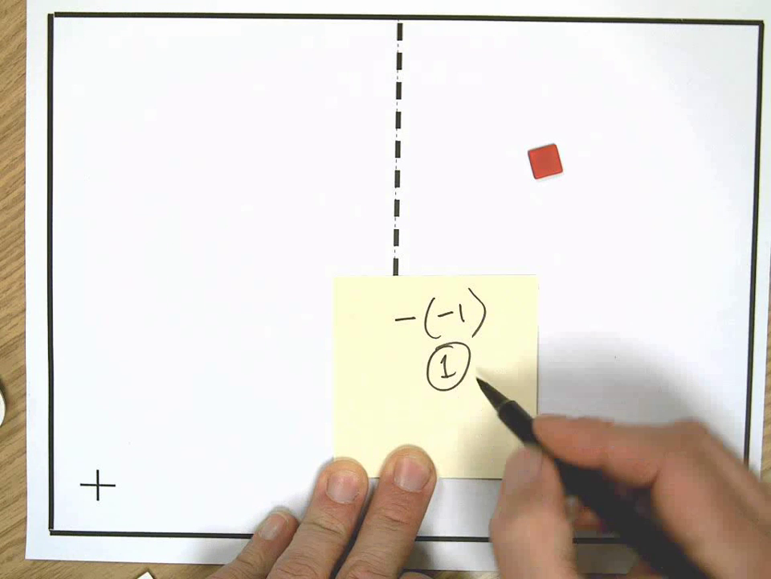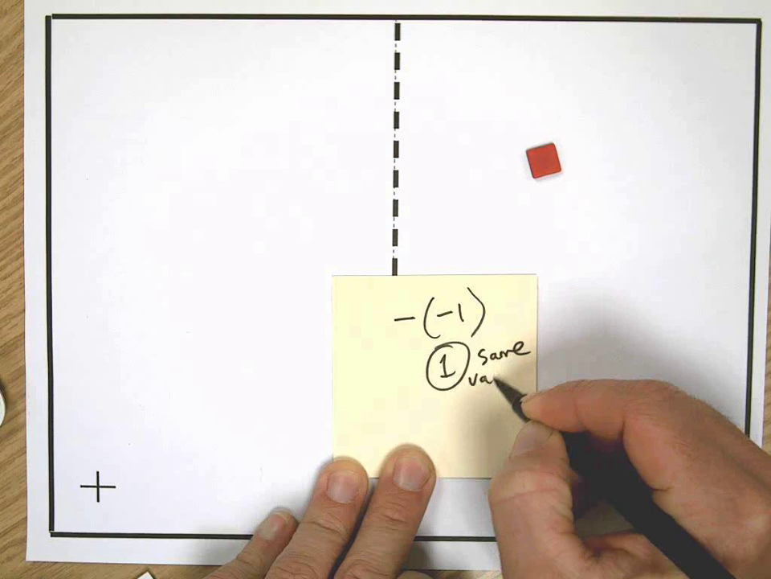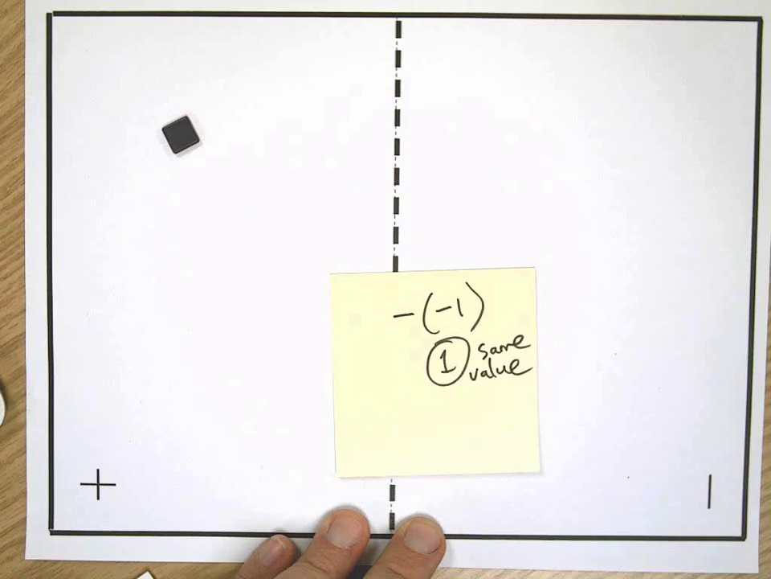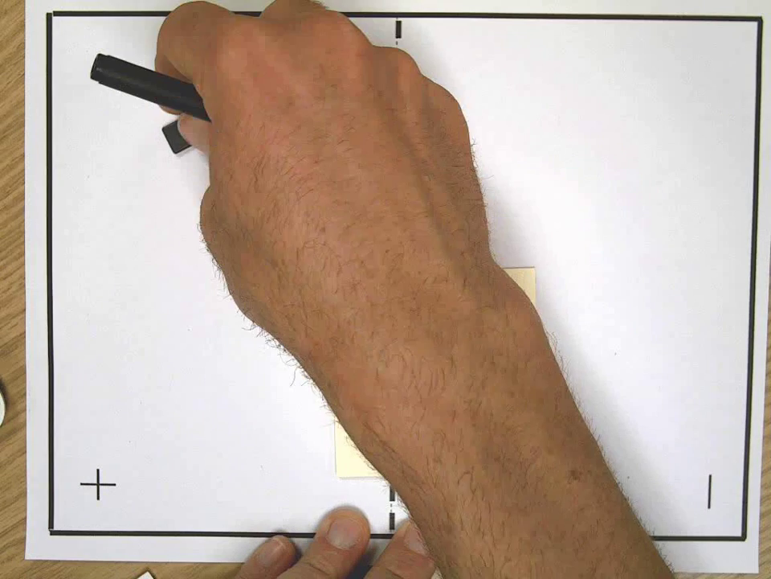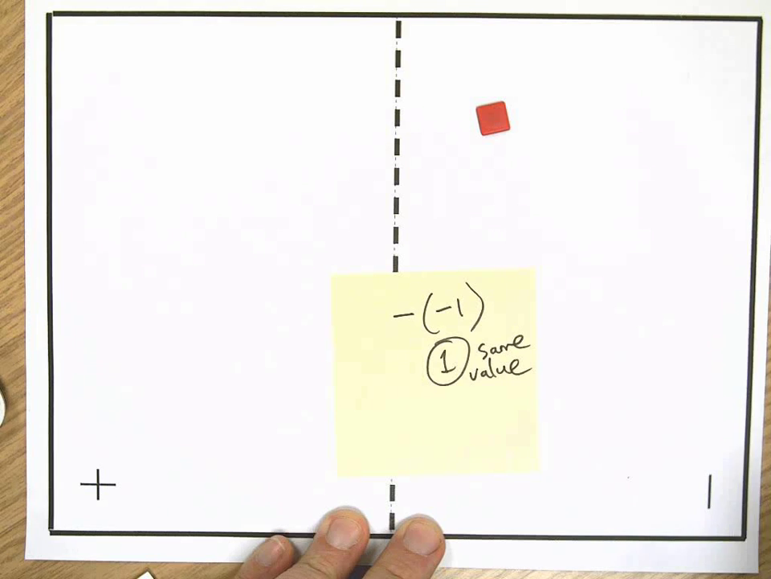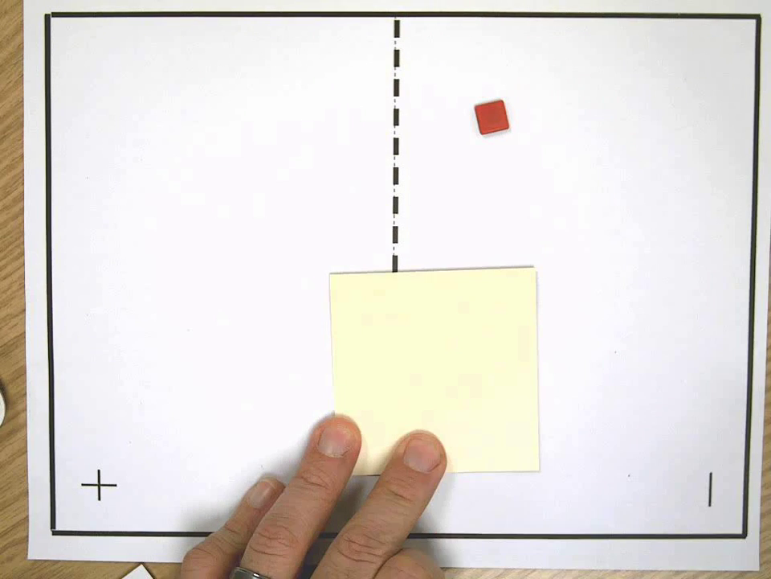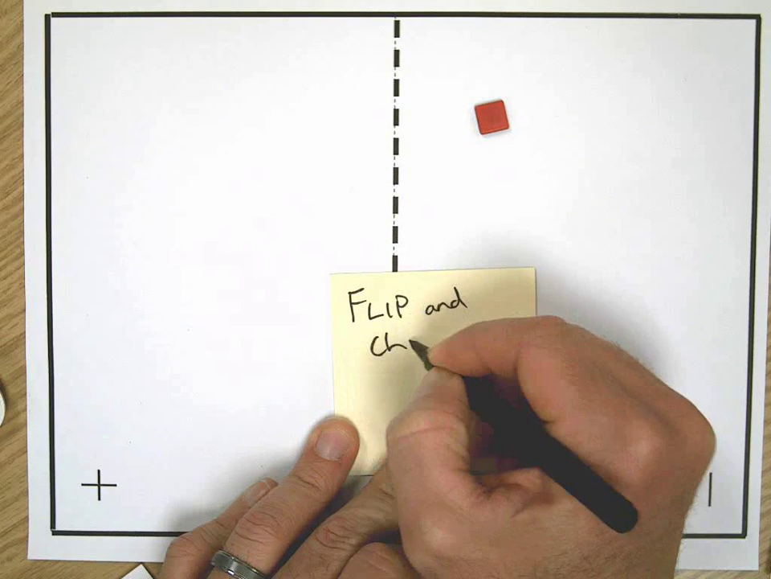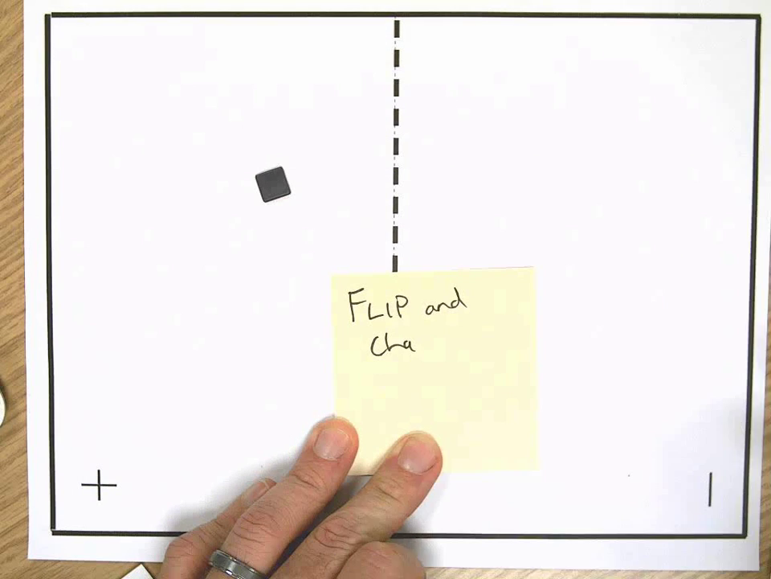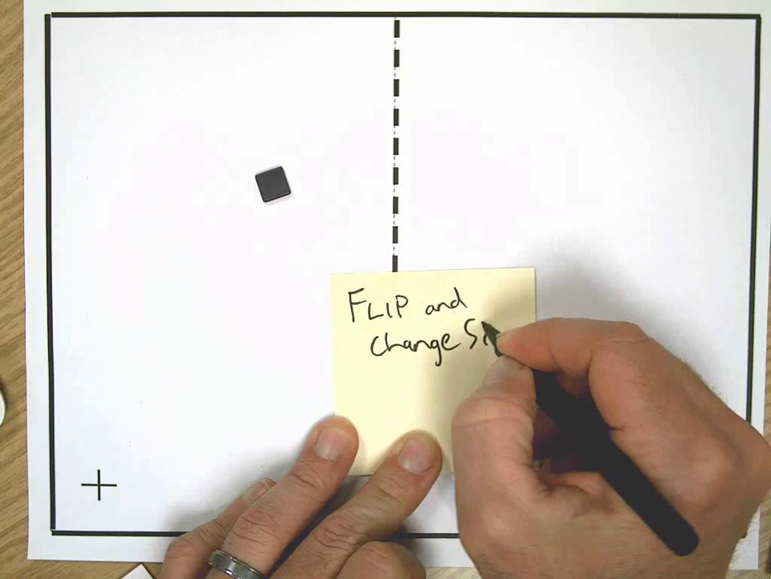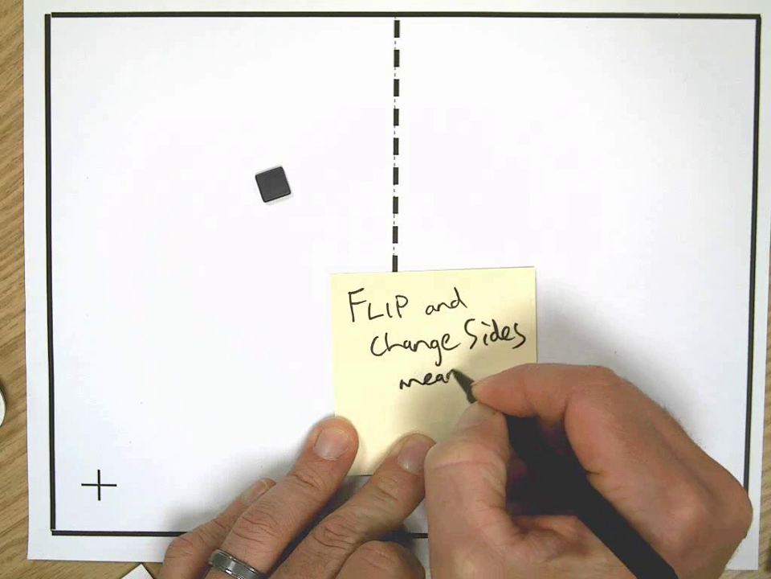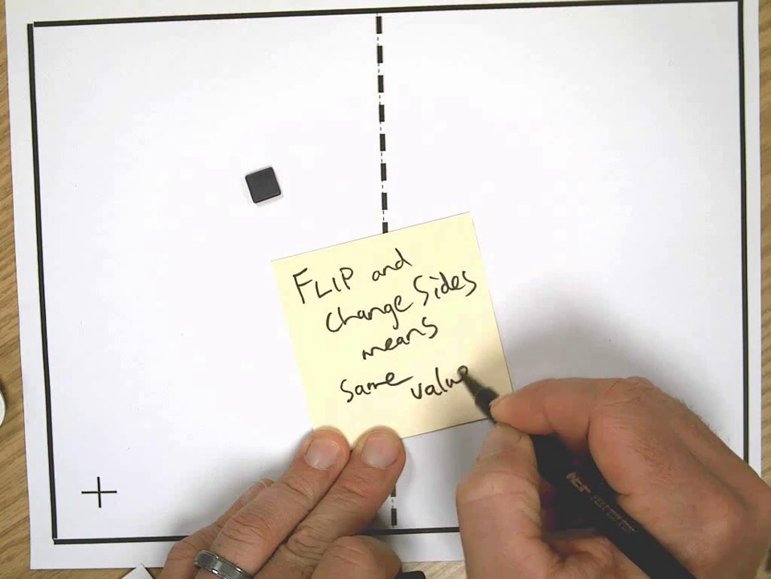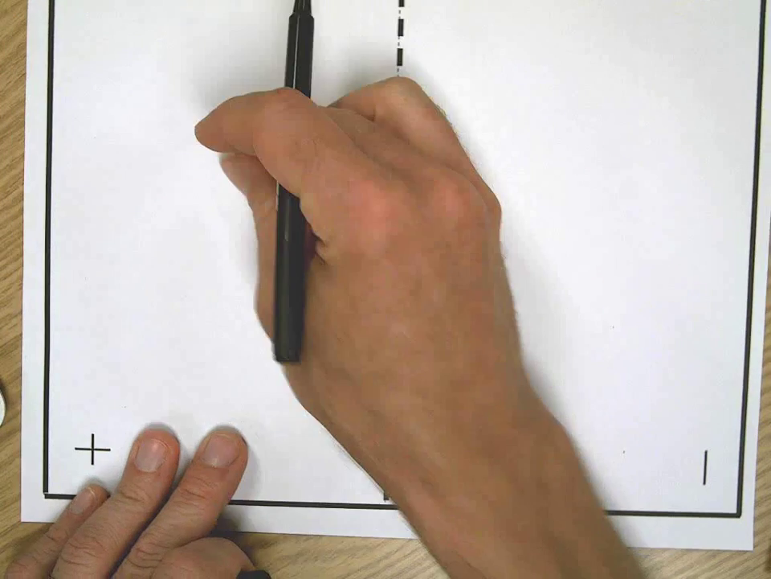then if I have the opposite of -1, I have the same value. We can make an observation here, which is when I flip an item, whatever it is, and change sides, it keeps the same value. Okay? Flip and change sides. It's like you're passing through the matrix or something. Flip and change sides means same value. Okay? That's handy to know when we're simplifying things.